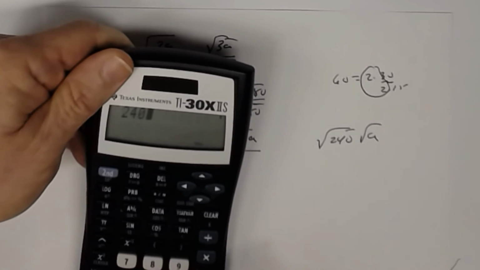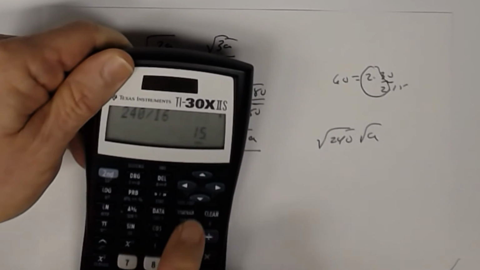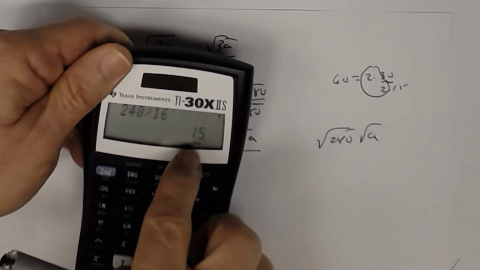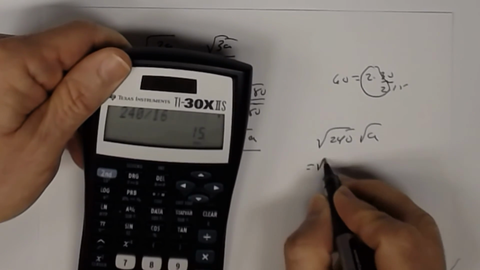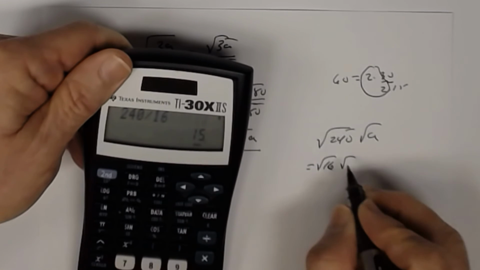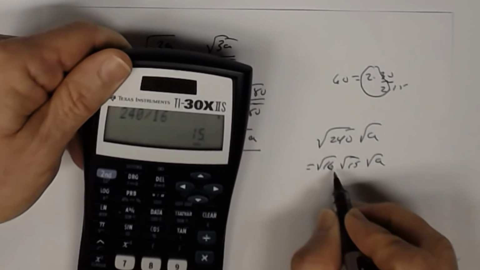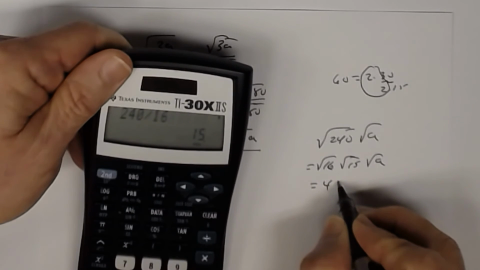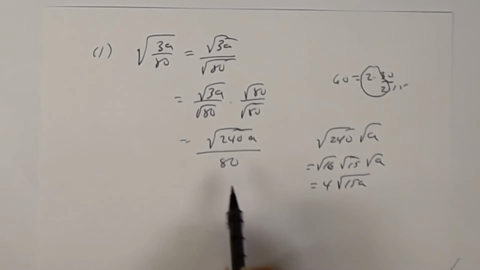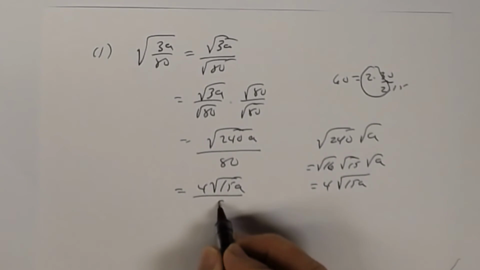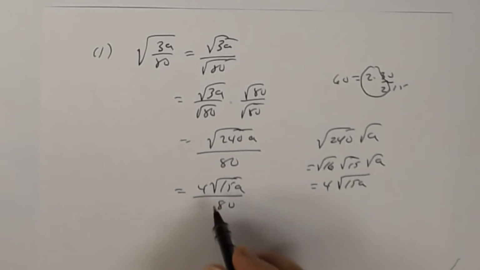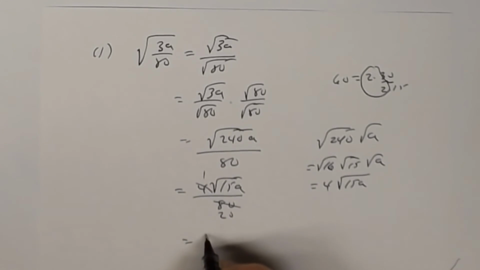So let's try that again. So 240 divided by 16 is 15. And the only perfect square that goes into 15 is 1. And so I'm going to rewrite the square root of 240a as the square root of 16 times the square root of 15 times the square root of a. And so the square root of 16 is 4, so you get 4 times the square root of 15a. So that is the numerator. So 4 square root of 15a divided by 80, and then reduce 4 and 80 now. So 4 to 4 is 1, 80 divided by 4 is 20. So you get the square root of 15a divided by 20.